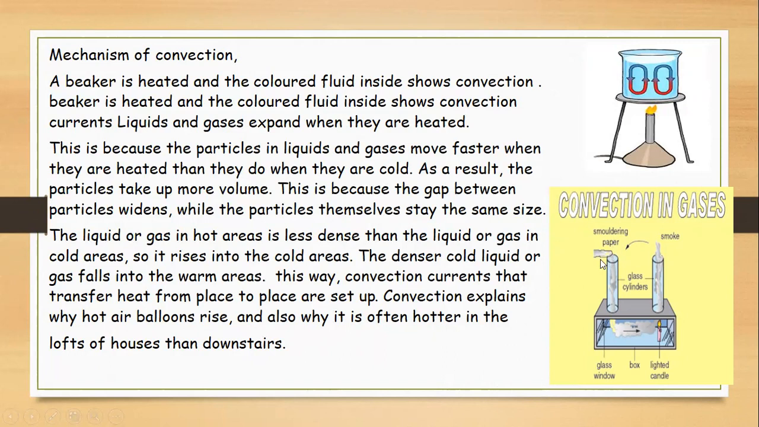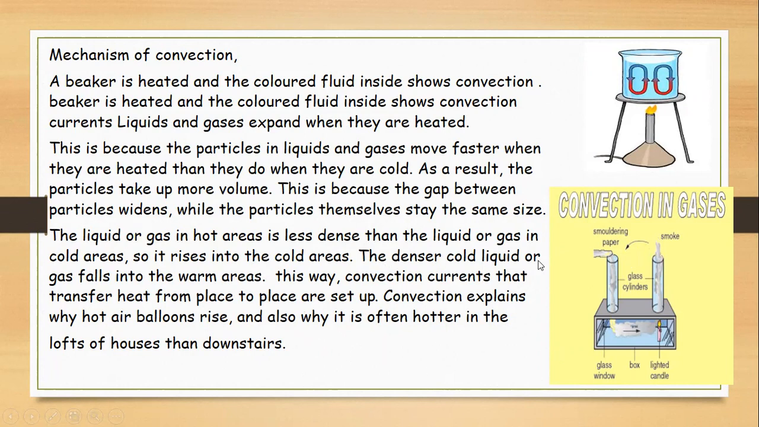In this you can see how the convection current in gases is formed. If you place a smoldering paper over there, the smoke comes inside this box. There is a candle under this tube. So a convection current is formed. The air above the candle becomes less dense and it rises up, and the cooler air is comparatively more dense, so it sinks down, and when it expands and becomes less dense it rises up. So in this way a convection current is also formed in gases.